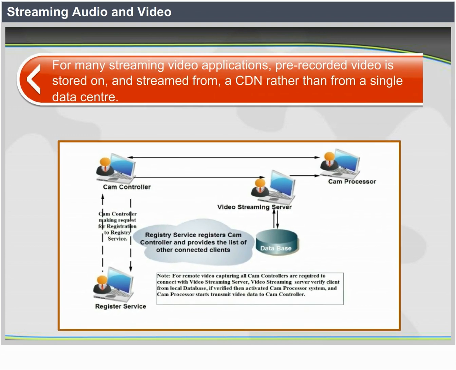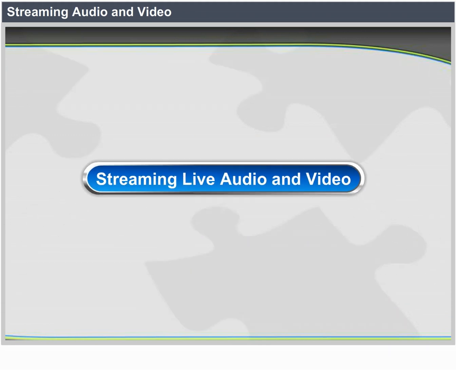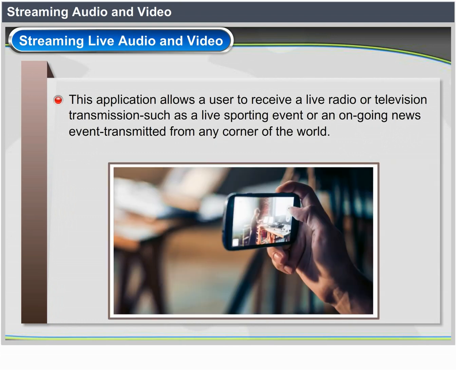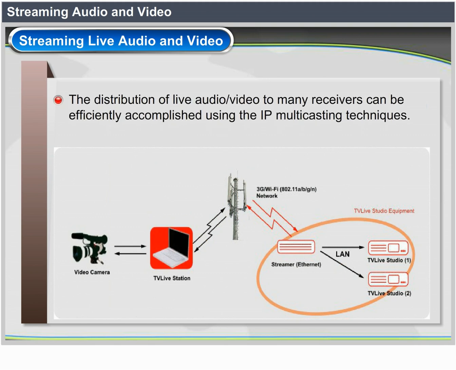Streaming live audio and video. This application allows the user to receive a live radio or television transmission, such as a live sporting event or an ongoing news event transmitted from any corner of the world. Live broadcast-like applications often have many users who receive the same audio-video program at the same time. The distribution of live audio-video to many receivers can be efficiently accomplished using IP multicasting techniques.